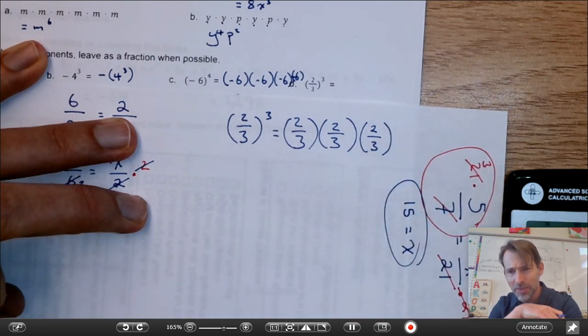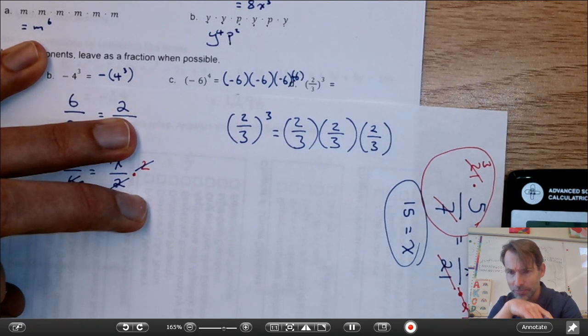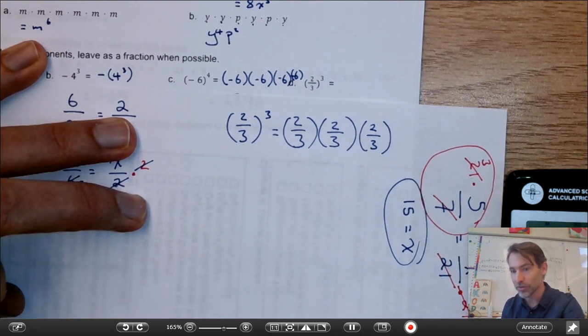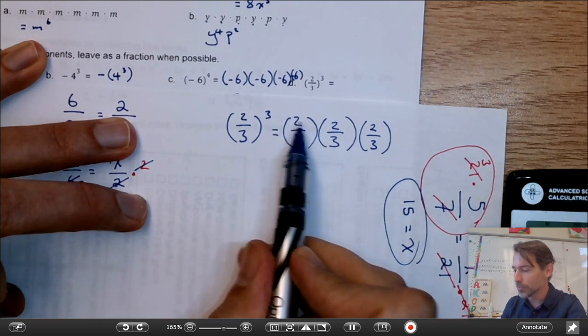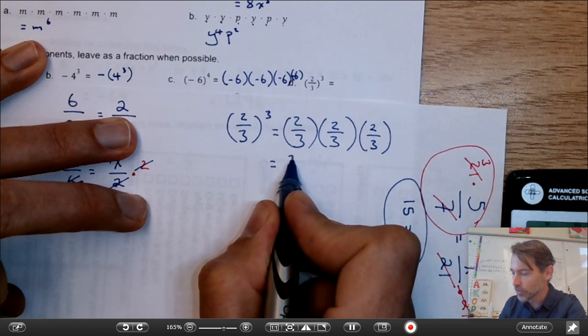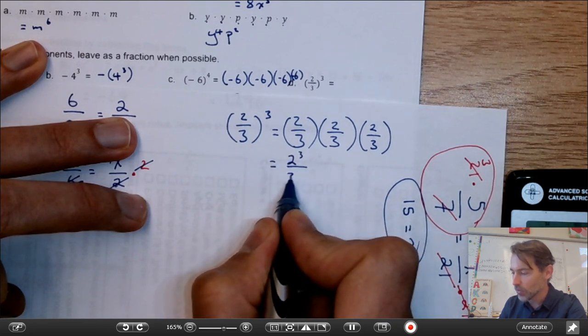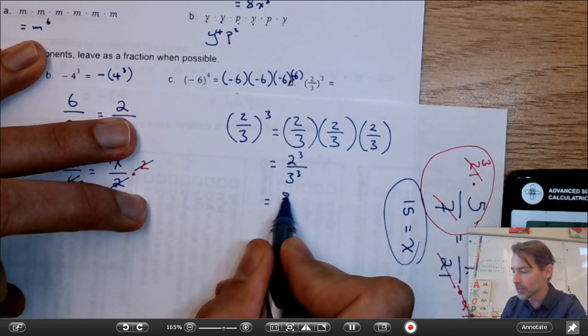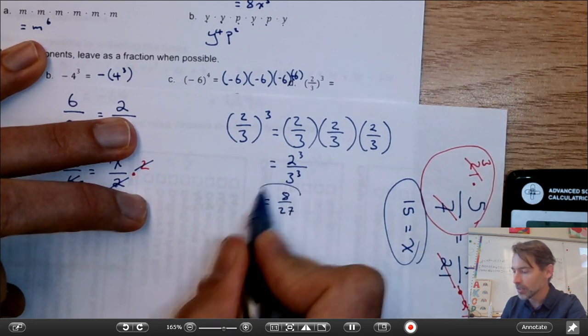Are you noticing the same thing I'm noticing? That writing things out in expanded form makes things easier. So if you're having trouble with any of these problems, use this trick to understand them better. Now we do top times top times top over bottom times bottom times bottom. Another thing I notice is that's 2 to the 3 over 3 to the 3. Very cool. That will be 8 over 27. Done, final answer.